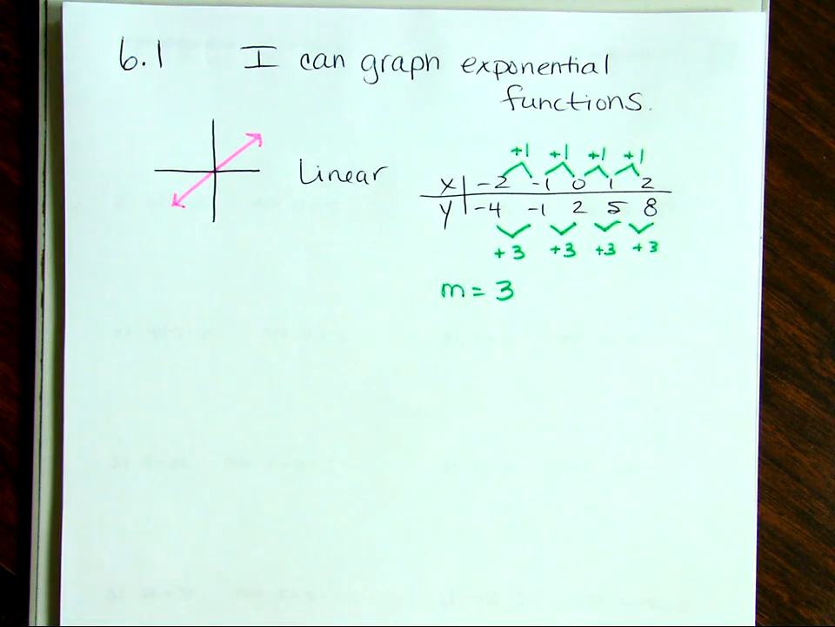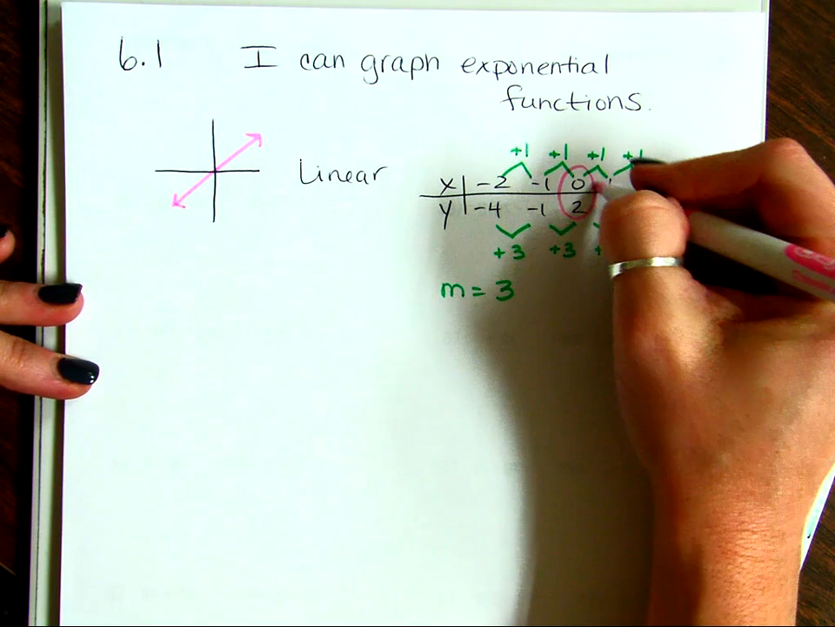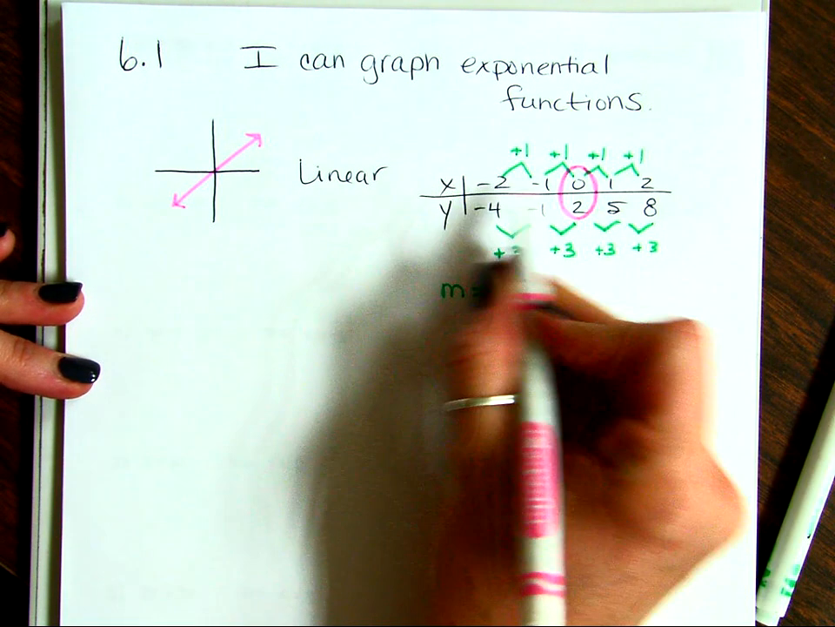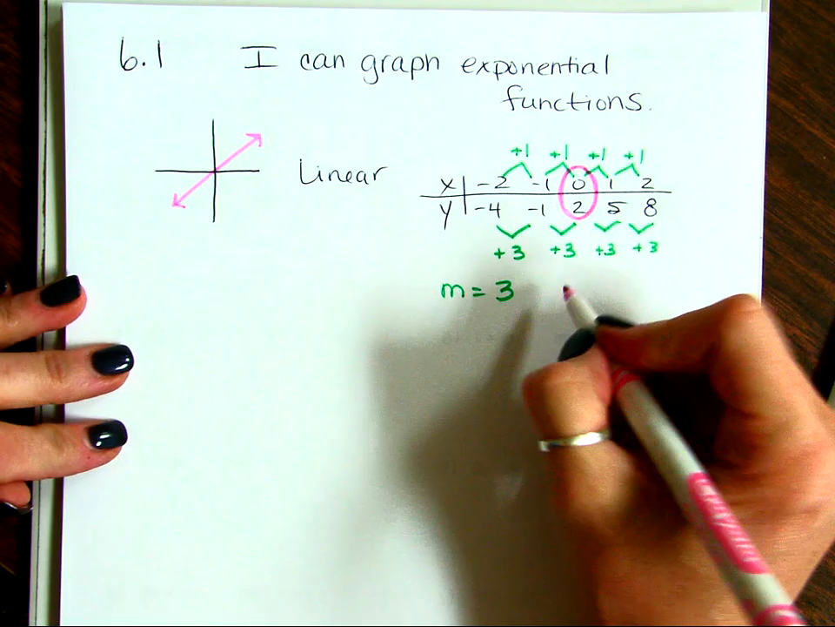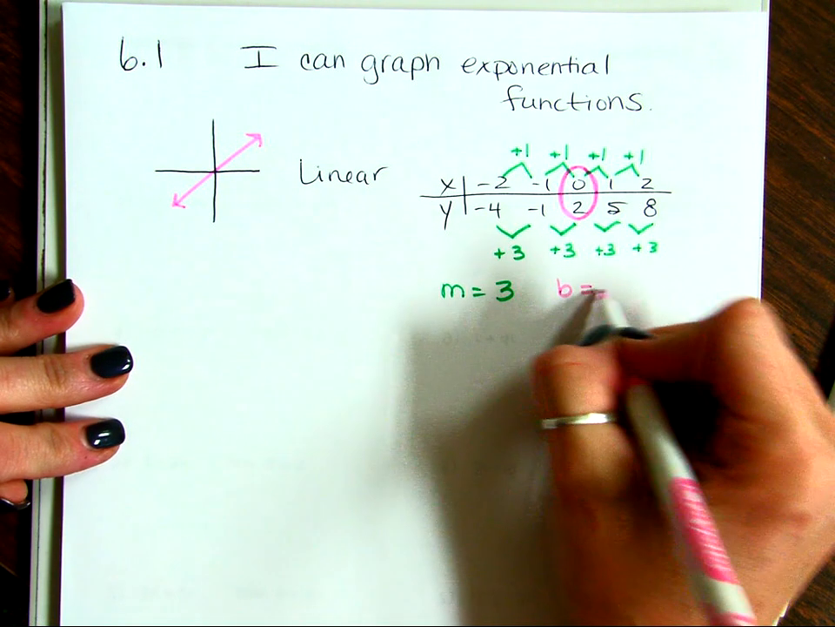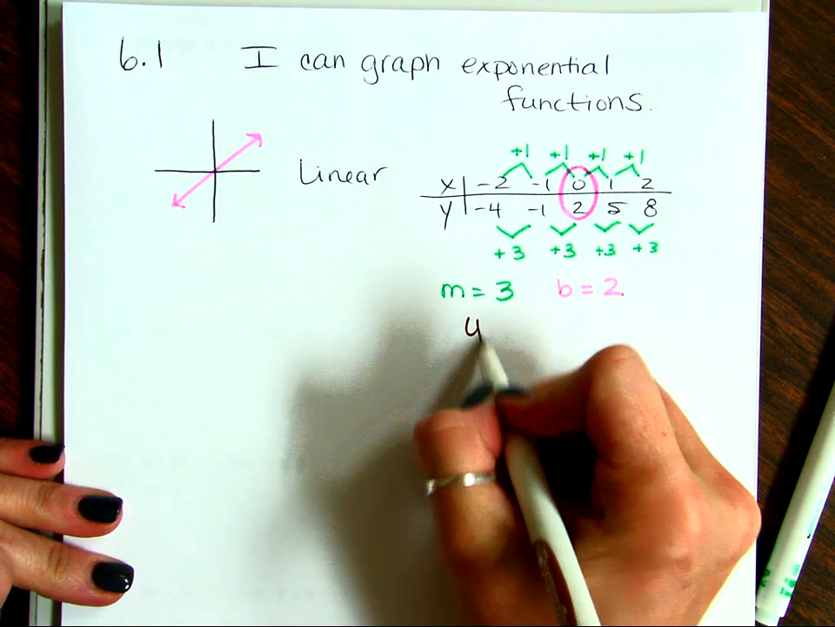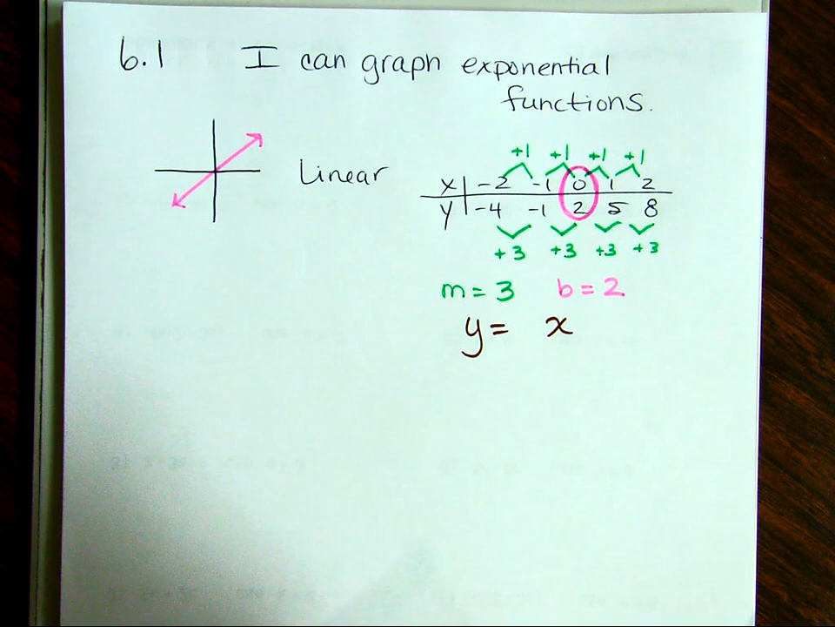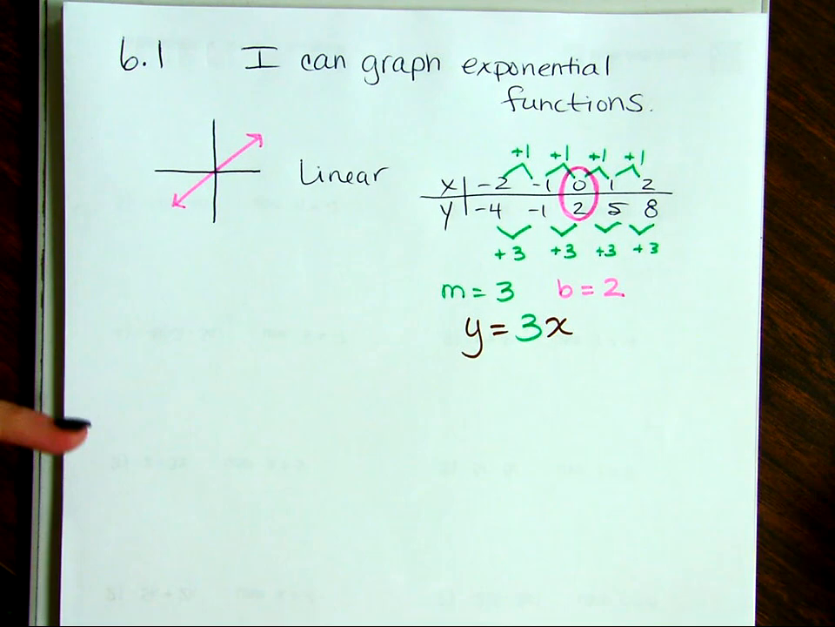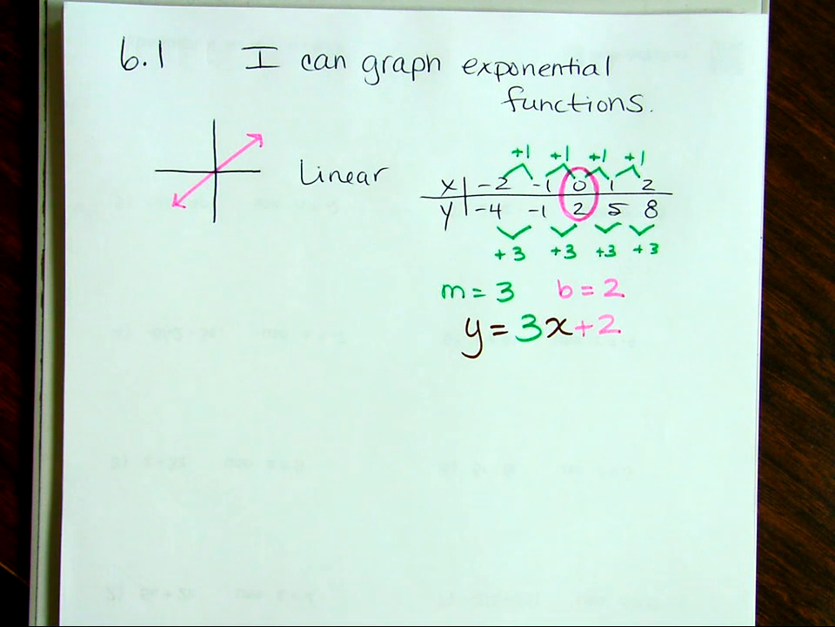And then we looked at our y-intercept and we said, where does this function begin? And you knew that wherever x was 0, the corresponding y value is what gave you your beginning value. So your y-intercept was 2, and then you created a graph of that. You said y equals 3x plus 2. Okay? So that's linear. That's what we're used to seeing.